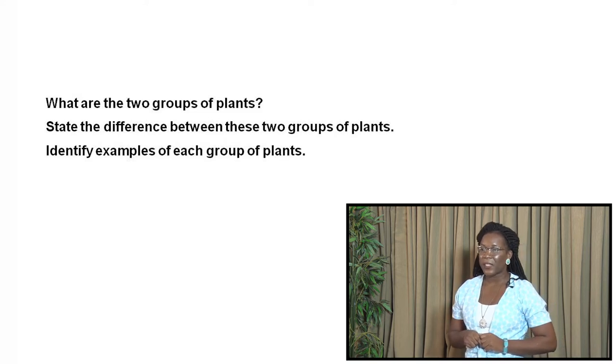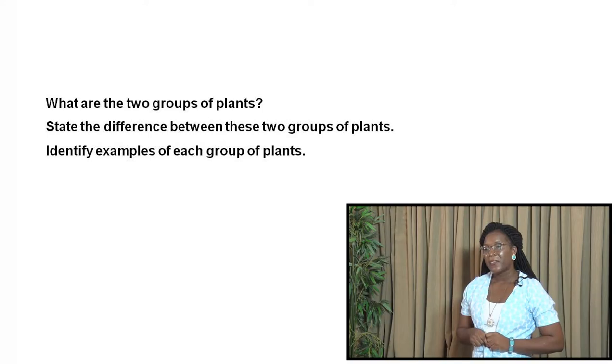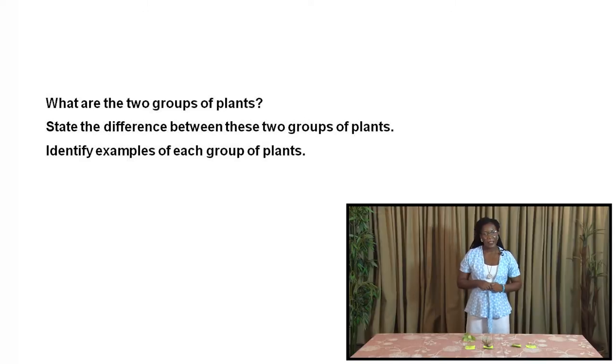State the difference between these two groups of plants. Flowering plants bear flowers, and non-flowering plants do not bear flowers. Identify examples of each group of plants. Examples of flowering plants are watermelon and oranges. Examples of non-flowering plants are ferns and mosses.